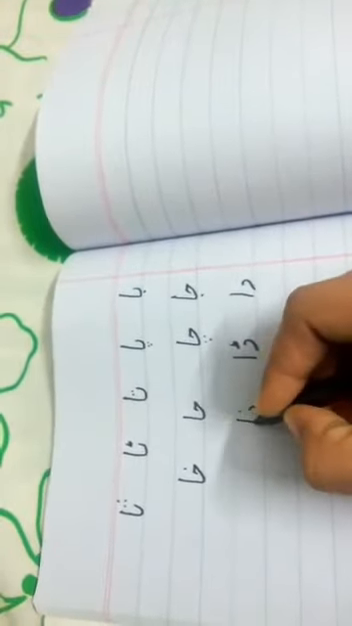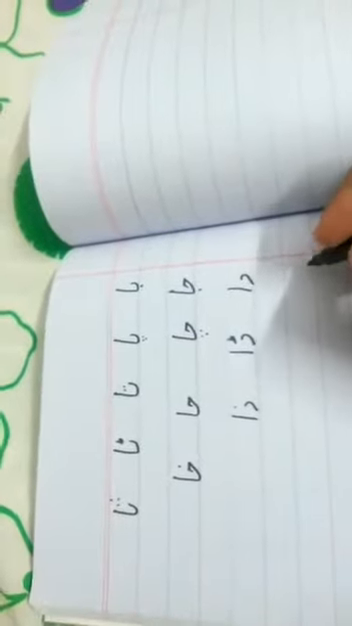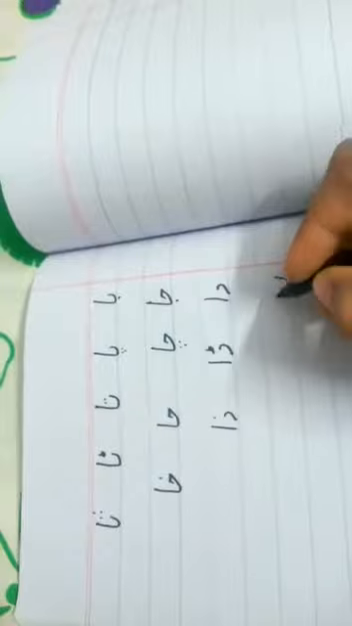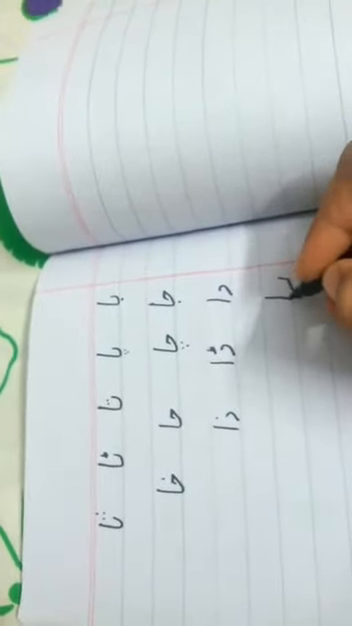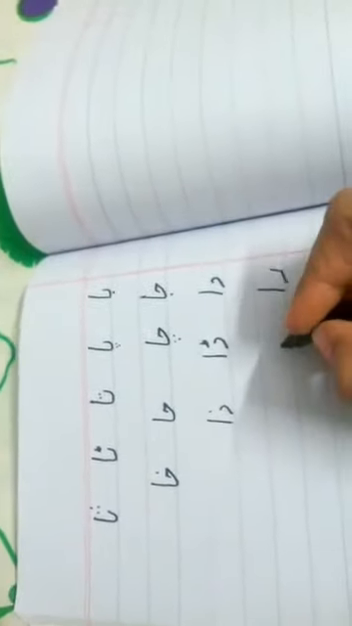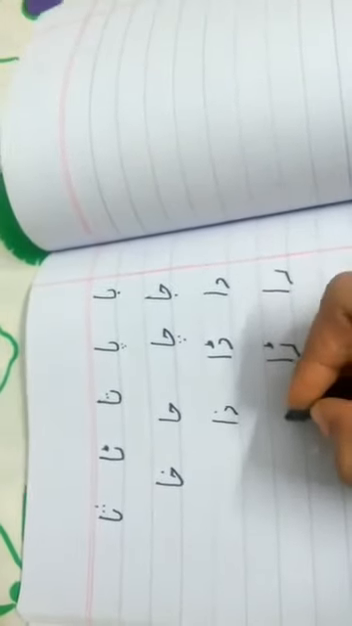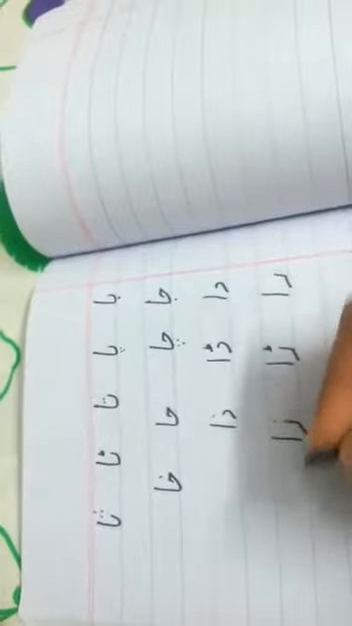Zal, alif, za. Same as we will do the same with the Ray family. Ray separate and alif separate. Ray, alif, ra. But we call it ra. Ze alif, za.